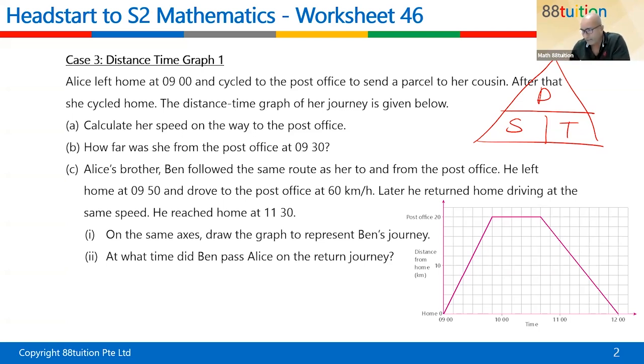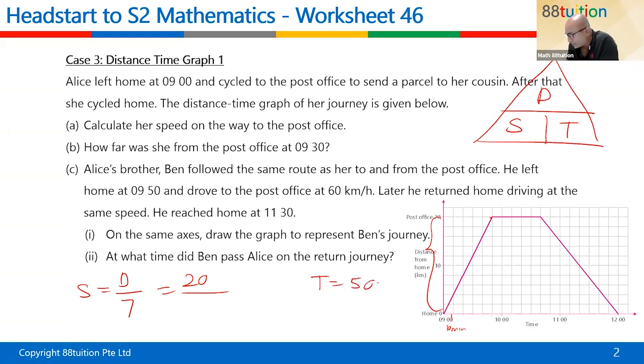They're asking you to find the speed. How do you find speed? Speed is distance divided by time, right? So what's the distance? You know the distance is 20, right? From here to here. So distance equals 20 kilometers. But time, you've got to find the time. Every small box here represents 10 minutes. So 10, 20, 30, 40, 50. So time equals 50 minutes.